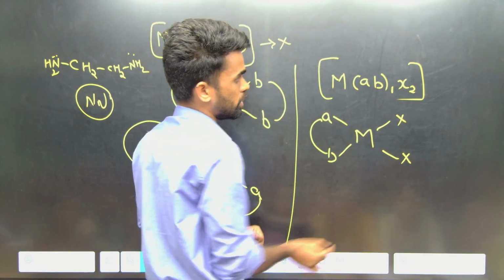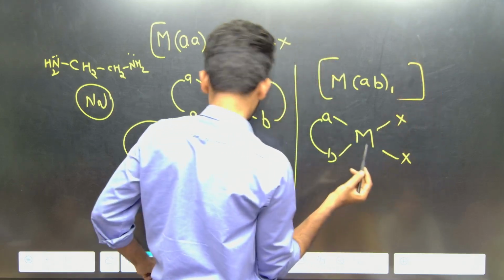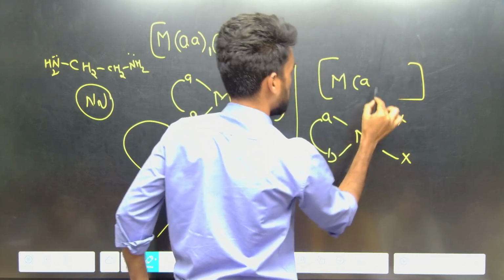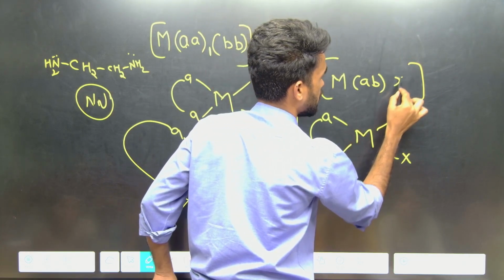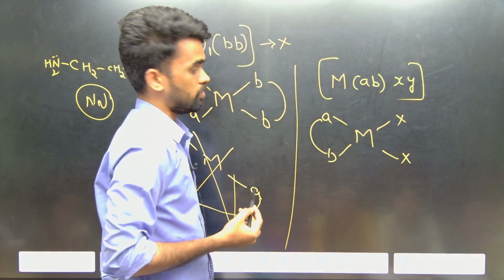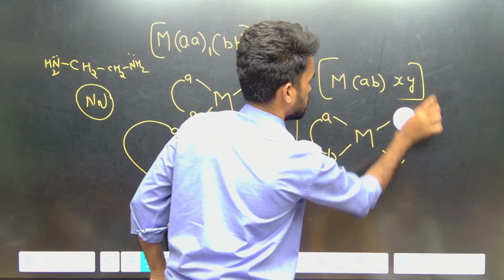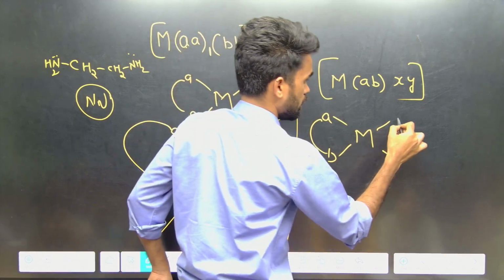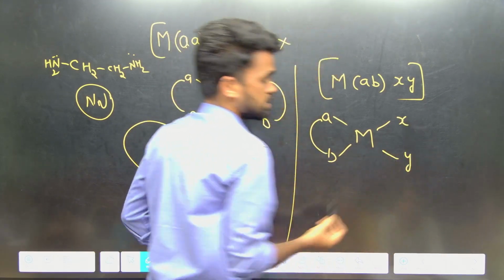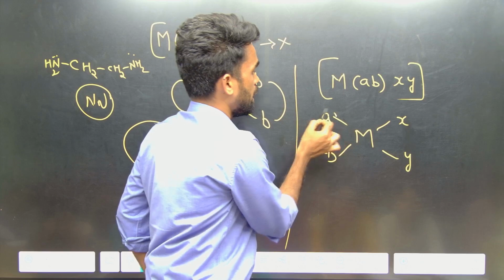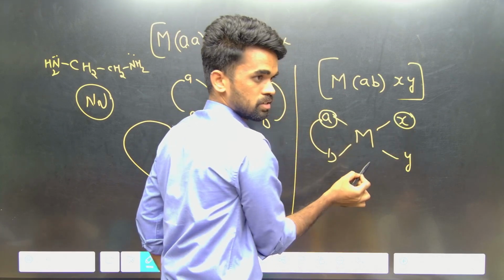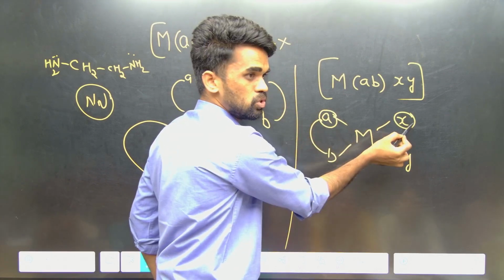Okay, now what I am doing is I am writing this as AB. This is fine, but here XY I am writing. Is it possible? See, AB it is fine. Here X and Y. See, what I can say here is A cis to X.